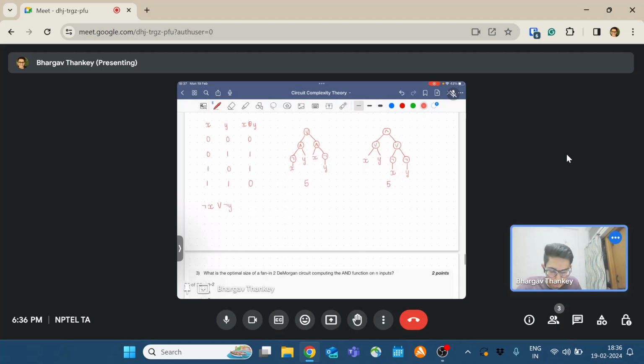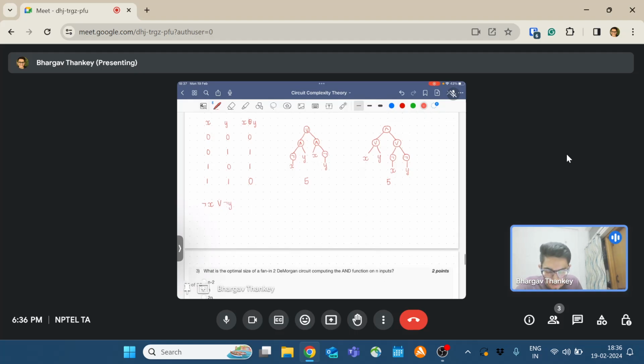Now, what do we know about not X or not Y from De Morgan's laws? So what is this equal to? Oh, De Morgan's theorem. Yeah. So from De Morgan's theorem, this is equal to not of X and Y, right? So I can convert this circuit to this.